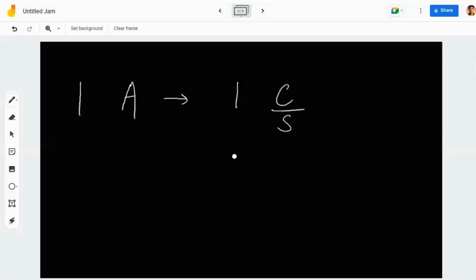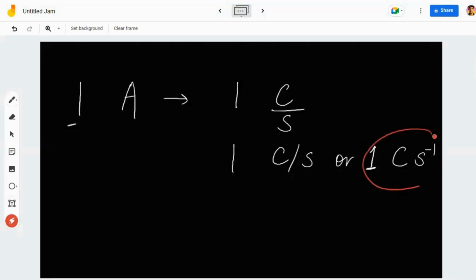Now you can write this as coulomb per second like this, or like this also. This is just a way of representing. But I would suggest you choose this way of writing. This is more generally accepted now. So 1 coulomb per second.